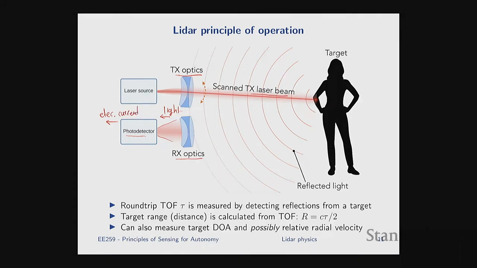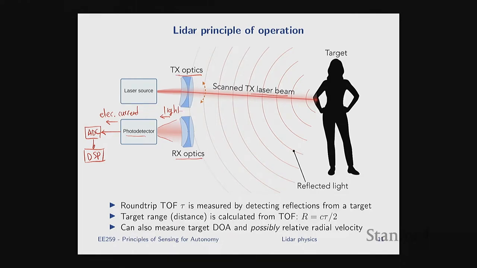We'll talk in great detail about the physics of photodetectors, but out of here, you are now back from the optical domain to the electrical domain, and you can do the usual thing: pass it through an ADC to convert it to a digital signal, and then you can do your digital signal processing on it to detect what you're interested in. So again, the principle is the same time of flight, right?